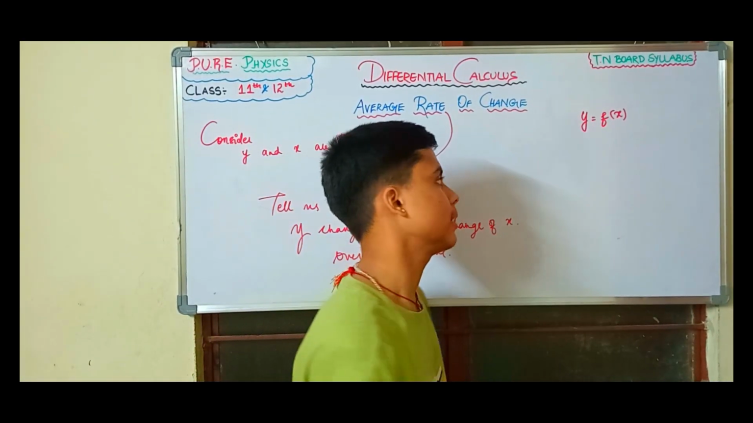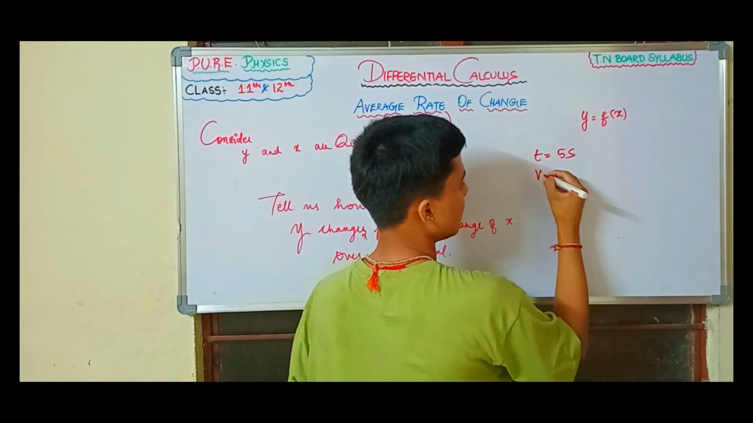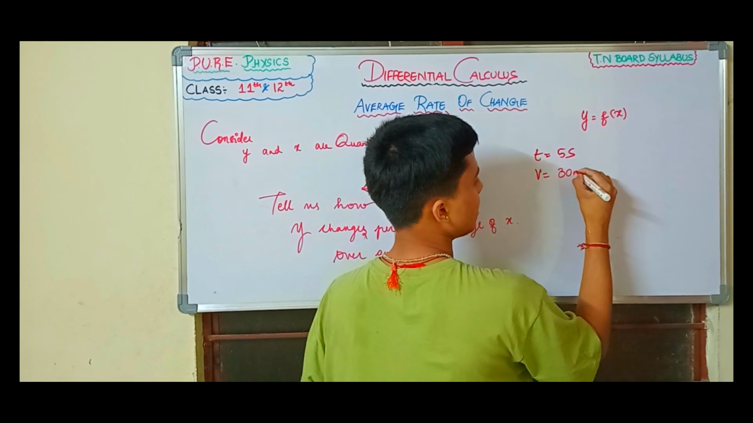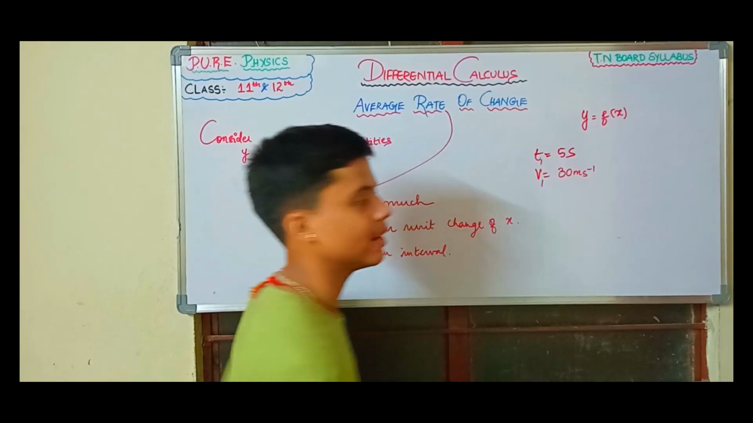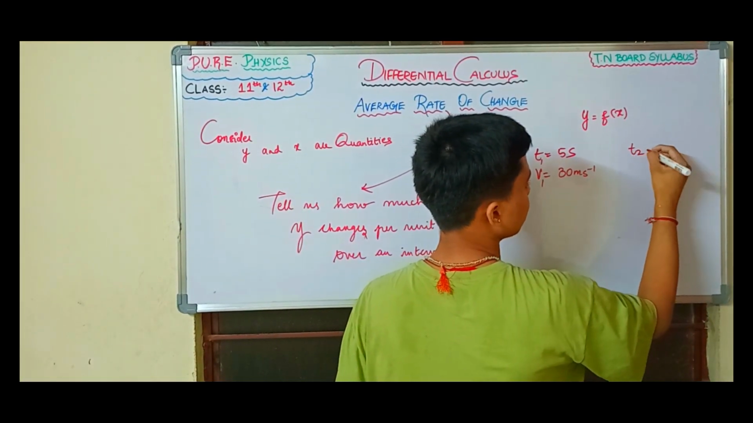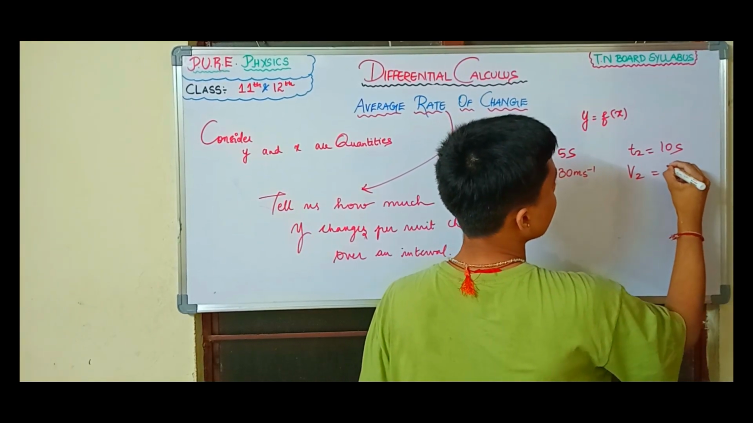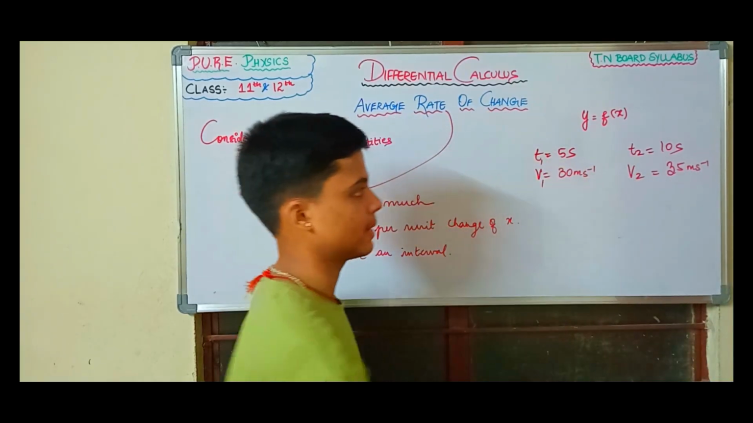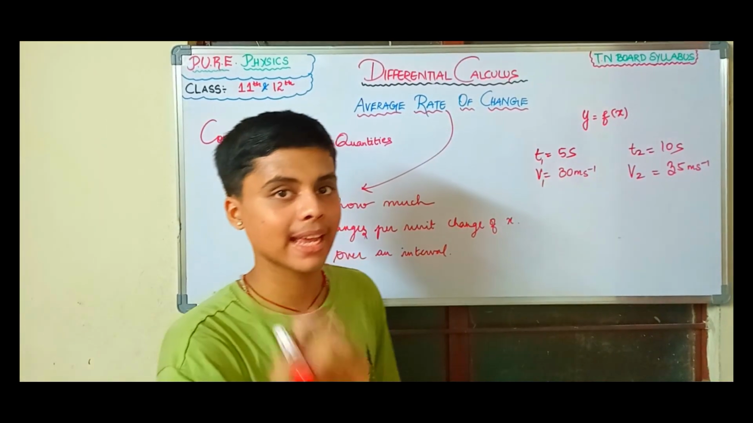At time t equal to 5 seconds, the velocity of the truck was 30 meters per second. This will be my first velocity, at my first time. At some later time t2, which is 10 seconds, my velocity changes to 35 meters per second. So from 30 meters per second, it has changed to 35 meters per second within a 5-second gap.